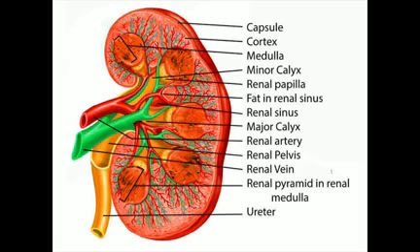Now, the tubular part of the nephron consists of the proximal convoluted tubule, a U-shaped loop of Henle, and a distal convoluted tubule. Again I am repeating, the tubular part of the nephron consists of the proximal convoluted tubule, the U-shaped loop of Henle, and the distal convoluted tubule.